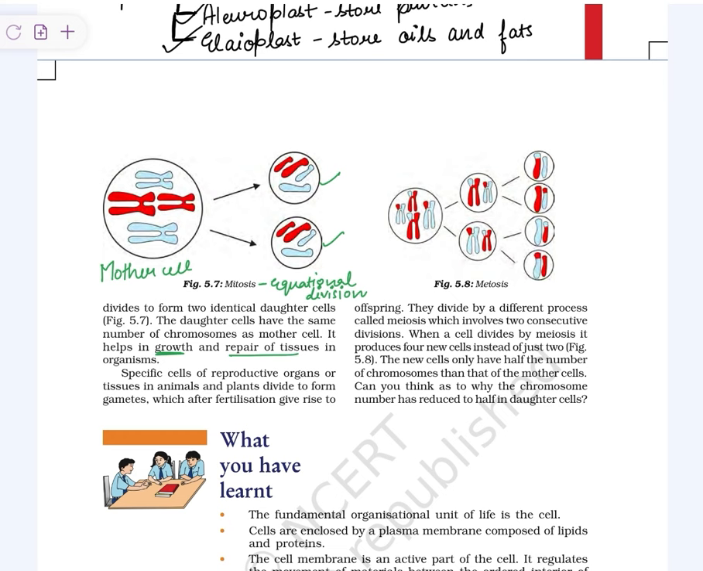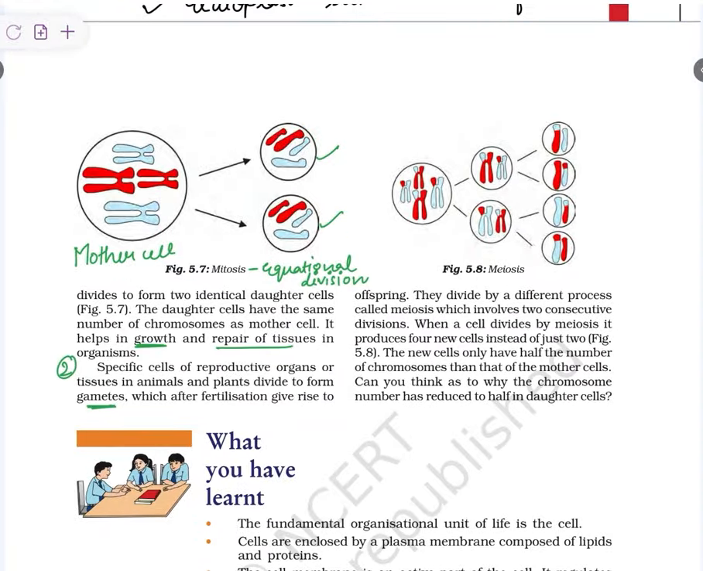Now the next is, let's talk about meiosis. Specific cells of reproductive organs or tissues in animals and plants divide to form the gametes. कुछ सेल्स रिप्रोडक्शन के पर्पस से ऑर्गेनिज्म में डिवाइड होते हैं, और वो जो मेथड यूज़ करते हैं डिवीजन के लिए, दैट इज़ कॉल्ड एज मियोसिस. इस केस में 2 कॉन्सेक्यूटिव डिवीजन्स होती है. मीन्स सबसे पहले मियोसिस फर्स्ट होगी एंड देन मियोसिस सेकेंड होगी.